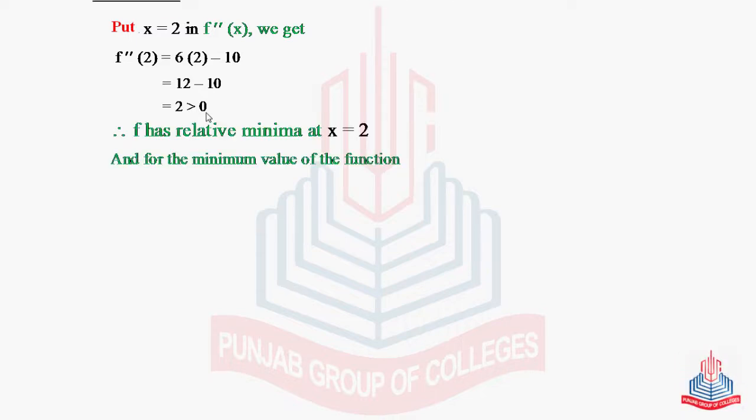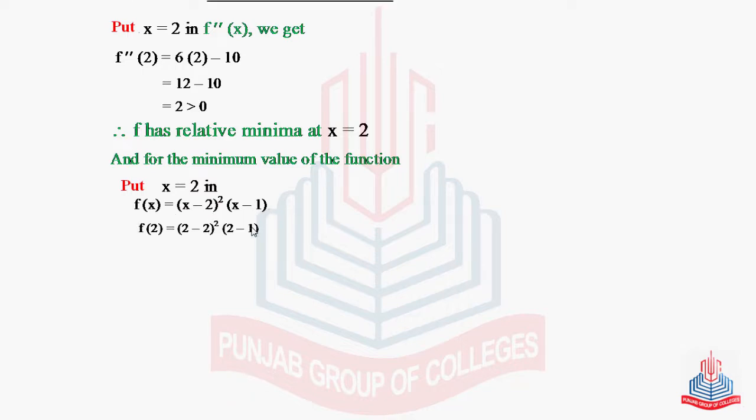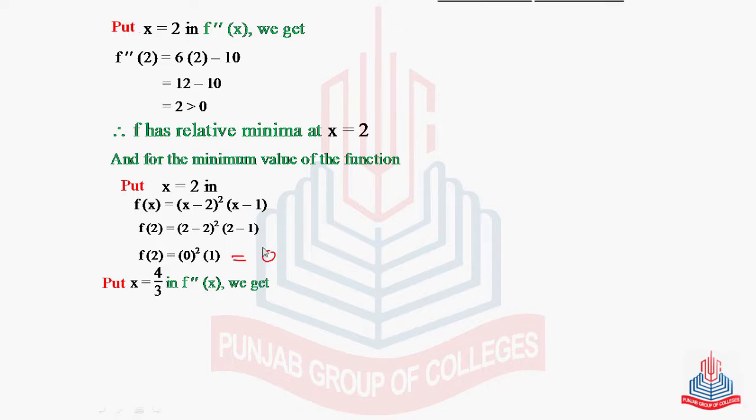And for the minimum value of the function, put this x is equal to 2 in the given function, (x minus 2) whole square, (x minus 1), and putting x is equal to 2, we have f of 2 is 0 into 1, which is 0. So this is actually a minimum value of the given function. Now put the second value, which was 4 by 3, in the second derivative, and the second derivative at x is equal to 4 by 3 returns minus 2, which is less than 0. So the given function has a relative maxima at x is equal to 4 by 3.